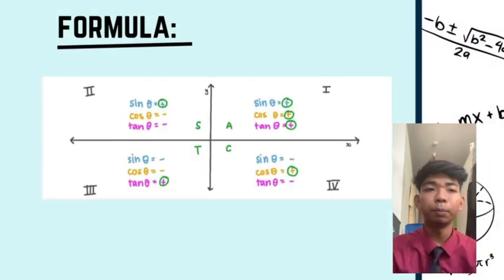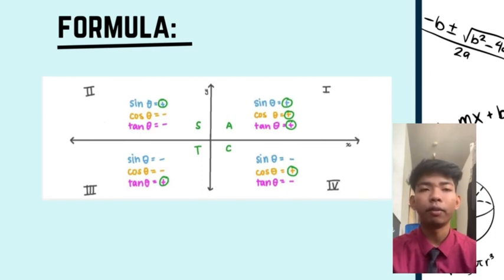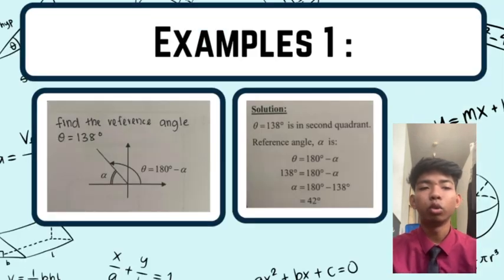Secondly, I will explain formula about trigonometry quadrant. In first quadrant, all trigonometry function is positive. In second quadrant, only sine is positive. In third quadrant, only tan is positive. And last quadrant, only cos is positive. I can give you two examples in my presentation.